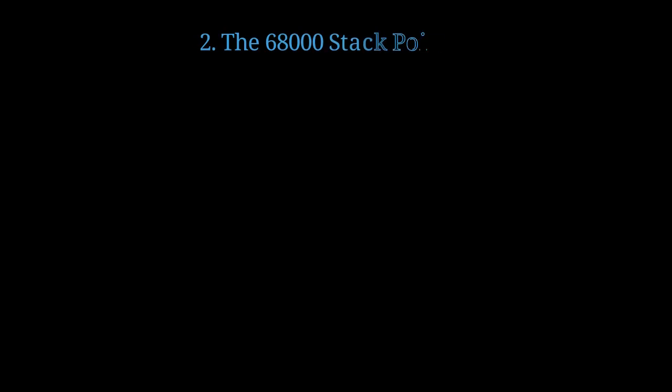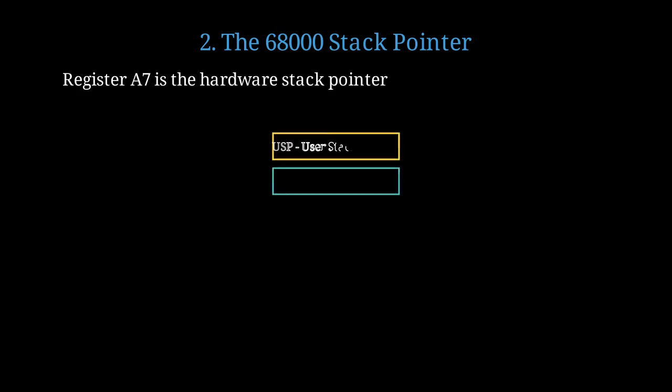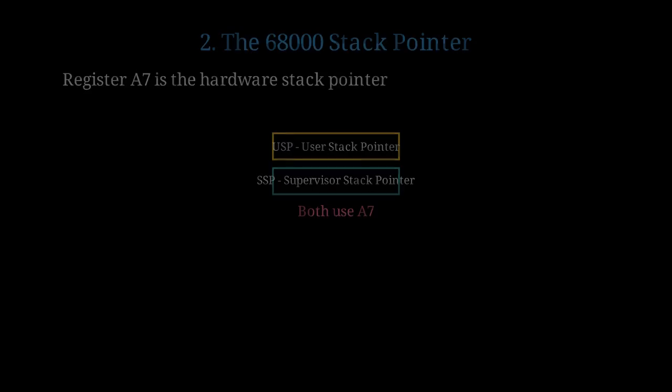The 68,000 has a special register dedicated to stack operations. Register A7 serves as the hardware's stack pointer, making it special among address registers. The 68,000 actually has two stack pointers through A7, USP for user mode, and SSP for supervisor mode.